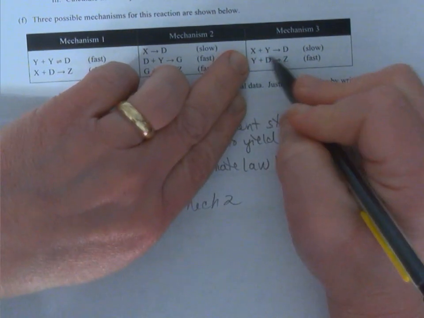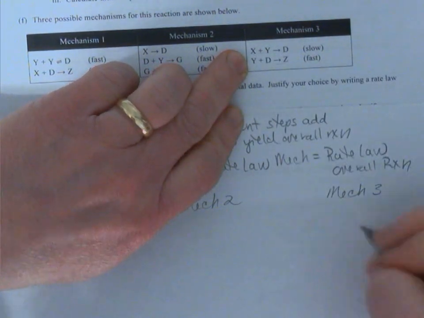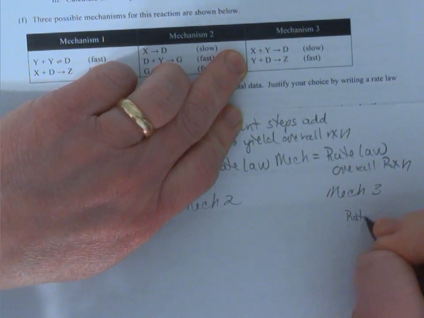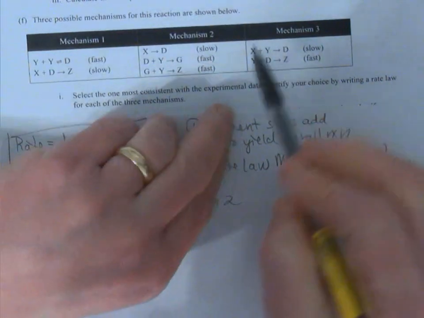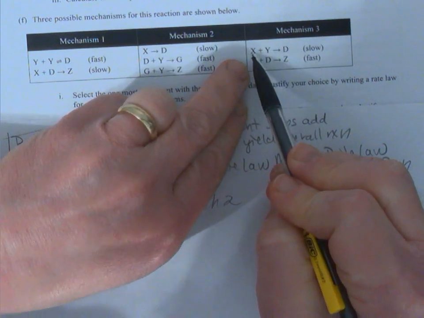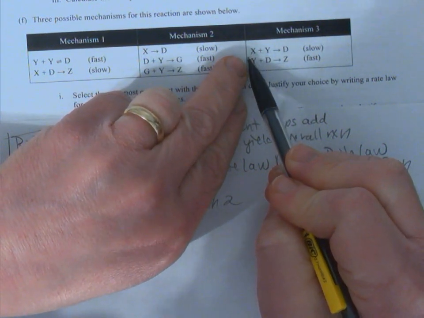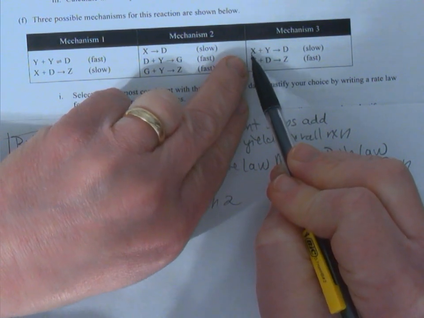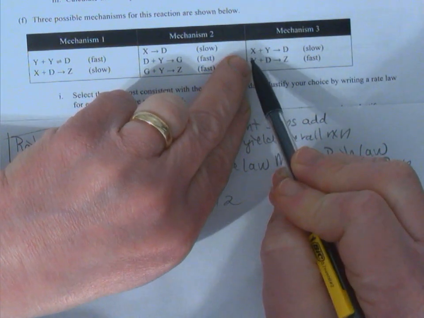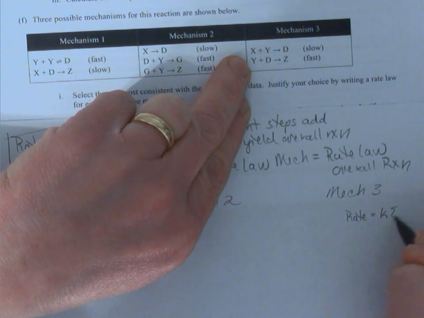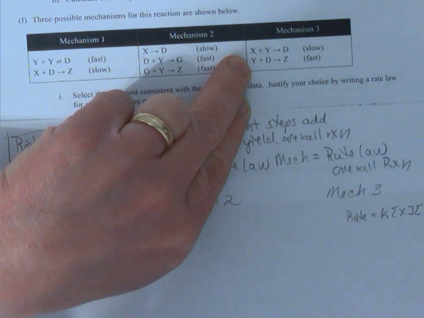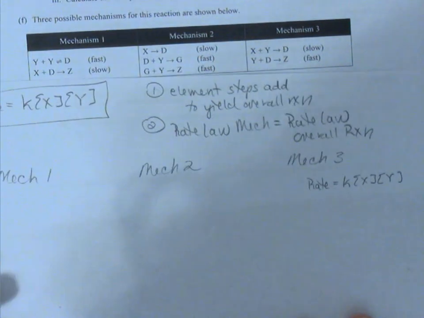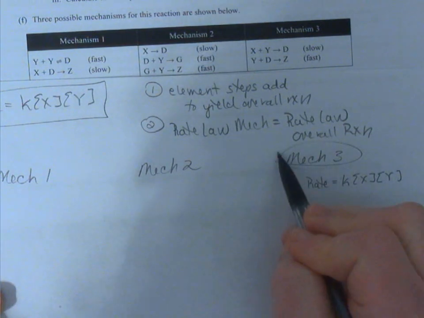So remember, from an elementary step, the rate law can be written right from the molecularity. The balanced equation, or the number of each reactant molecules, equals the order. So there's only one X, first order. There's one Y, first order. Well, ding, ding, ding, ding, ding. This mechanism is looking good.